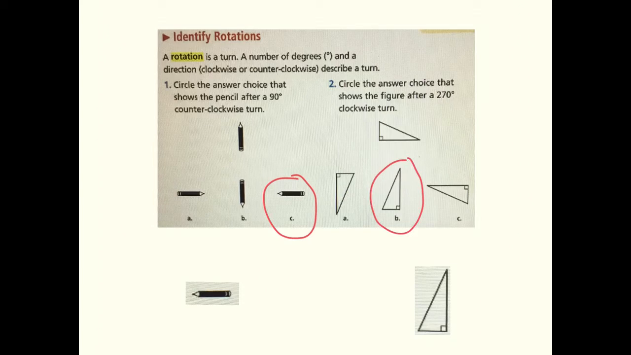Quick tip for you 4th graders, you won't always have a cutout of the original figure like I did here. So something that I recommend doing is, if you're not quite sure, take your paper and turn it the amount of times you need to, like 270 degrees or 90 degrees. And after you've turned your paper the correct amount of degrees, turns, and the correct direction, you'll be able to see what the shape would look like after you've done the correct turn.